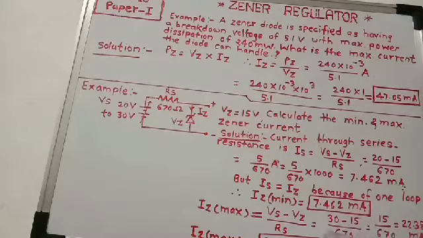This current will come in ampere, that is 15 upon 670. This is in ampere. Again multiply it by 1000, then current will be converted into milliampere. So 15 divided by 670 into 1000, then the answer will come 22.388 milliampere. So IZ maximum is equal to 22.388 milliampere. Okay, so we will stop here.